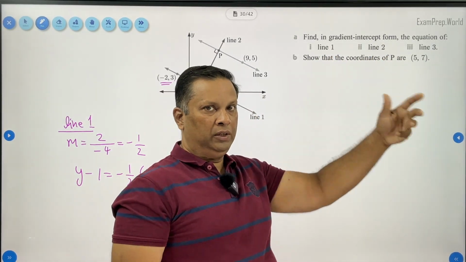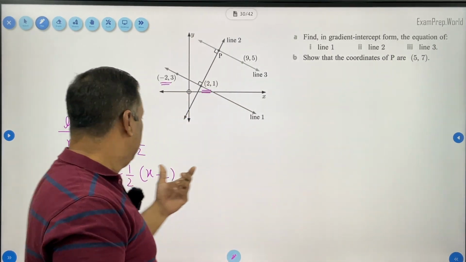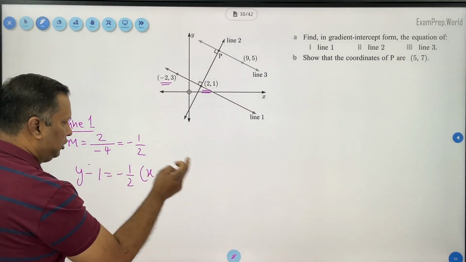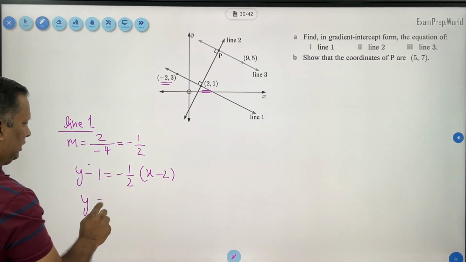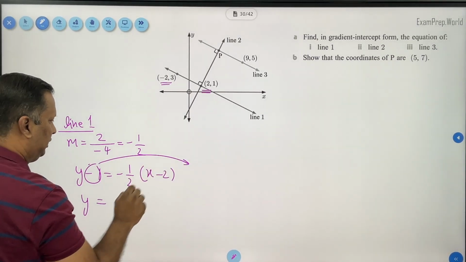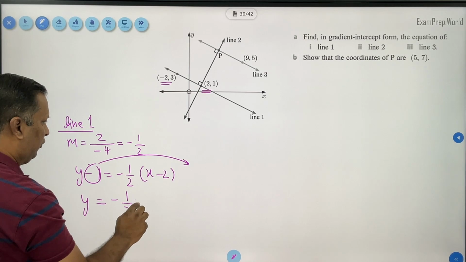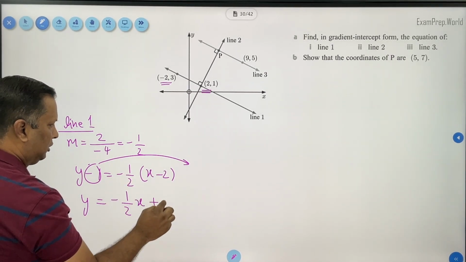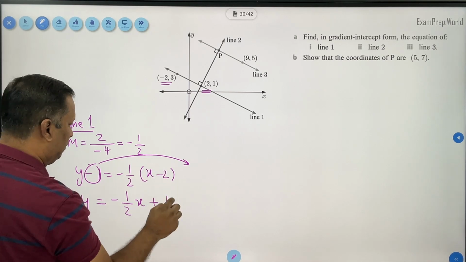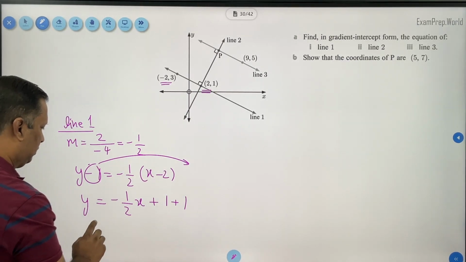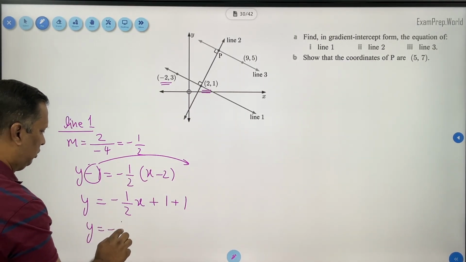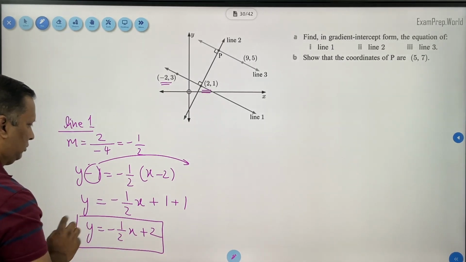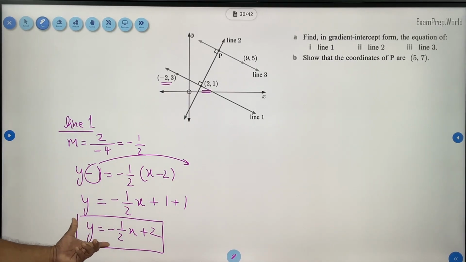They are asking you in gradient intercept form, so we will not convert it into normal form. We will directly use this form. So this negative 1 I should send over to the right side. So it becomes y equals negative half x plus negative 2 and 2, this becomes minus minus, plus 1, and this minus 1 will go there and become plus 1. The final answer: y equals negative half x plus 2. That is your line 1.